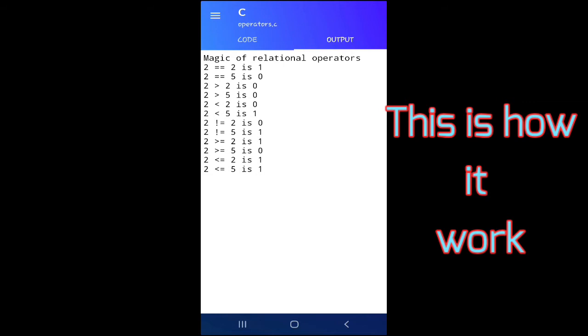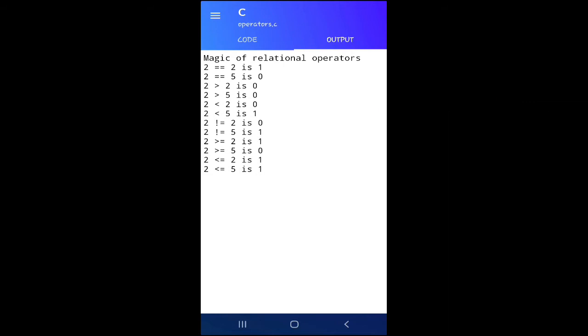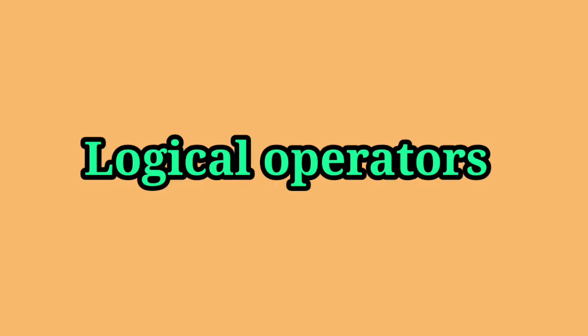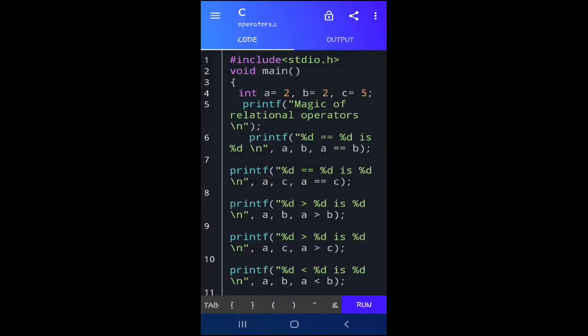Okay, this is how our relational operators work in C. Let's get into the logical operators and see what logical operators are and how they work. If the logical statement is satisfied, then the program will return the value 1, same as relational operators, otherwise 0.